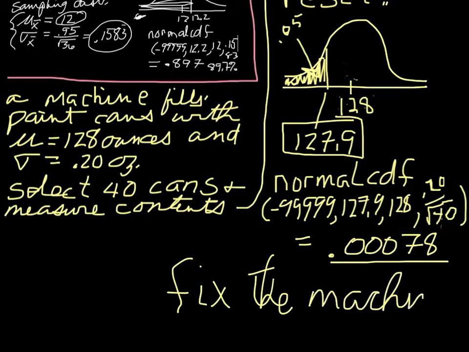Now basically, we're almost doing a hypothesis test here. And that's chapter 7, and you'll see how it's very similar to this. But small probability means you need to change something. Okay, that's all for this video.